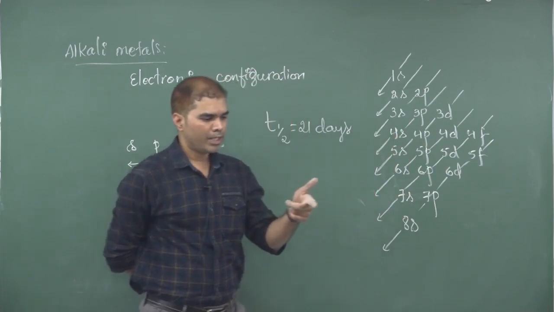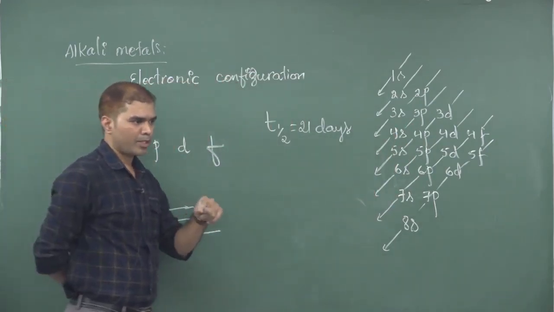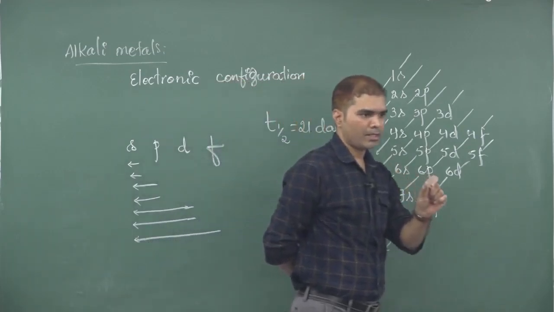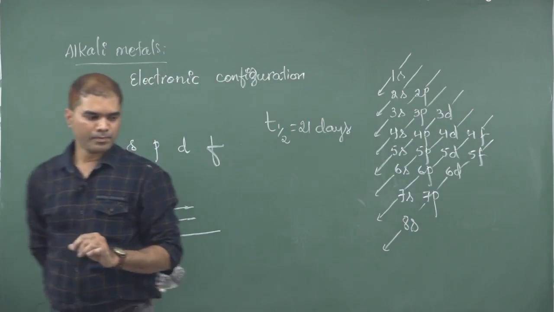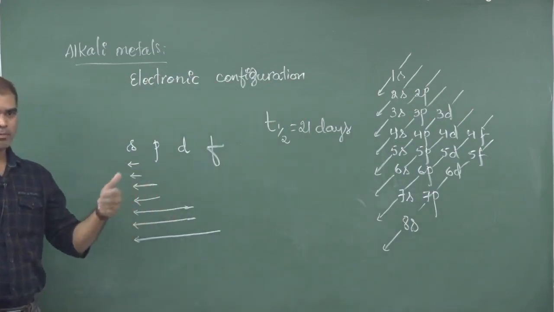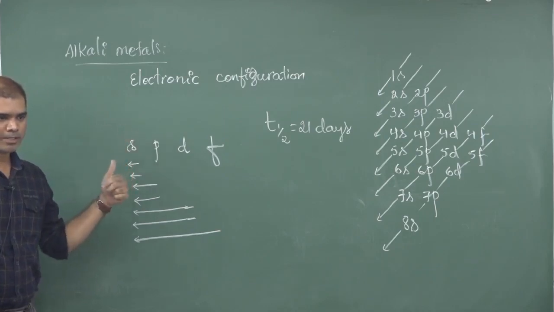If you want, you can just look at cesium or francium. What is the electronic configuration of cesium or francium? You started with S, then again another S. Then it was like PS, PS, DPS, DPS, and for francium, F is also there, FDPS.